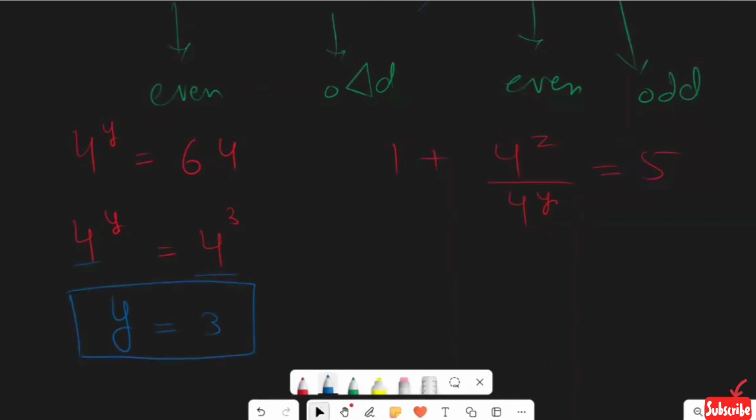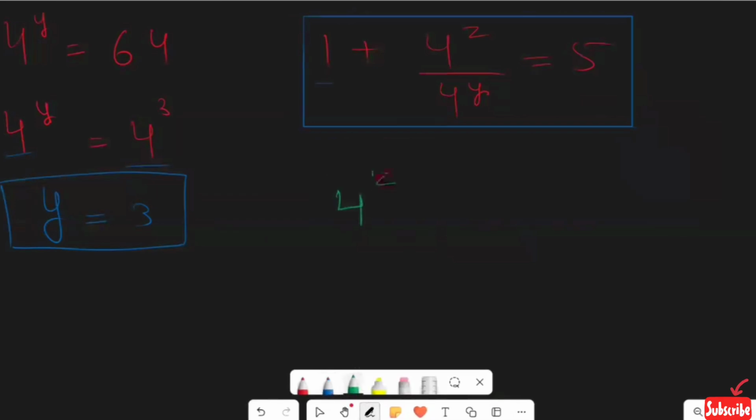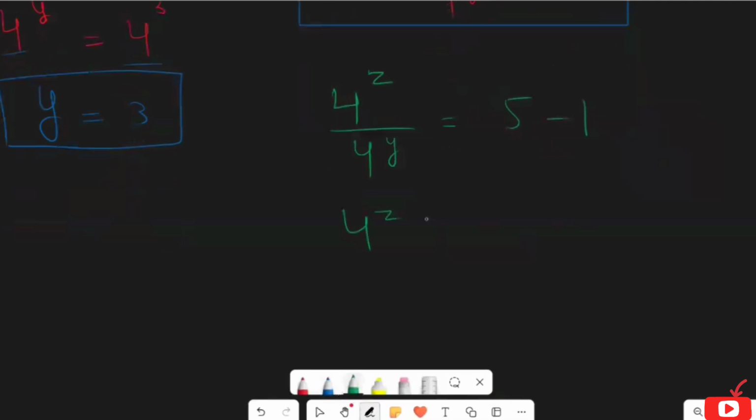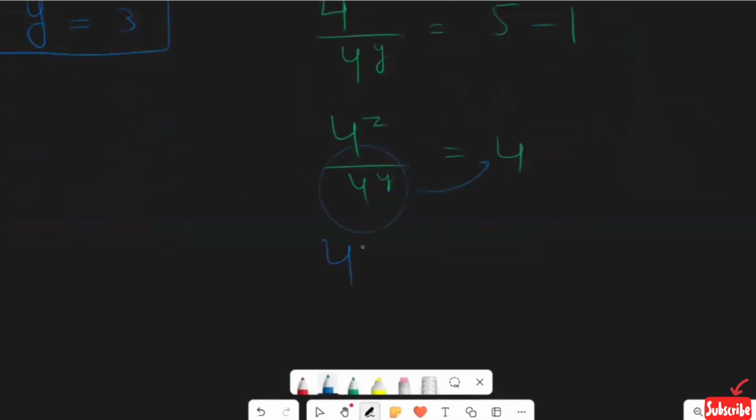Now I am going to solve this expression for finding the value of z. For that, I am going to take this 1 to the right hand side. So this turns to 4^z over 4^y is equal to 5 minus 1, which turns to 4. Now I am going to take this 4^y to the right hand side. So 4^z is equal to 4 times 4^y.